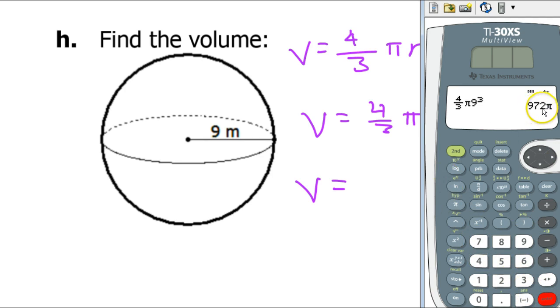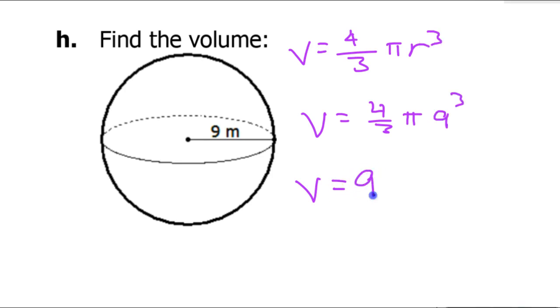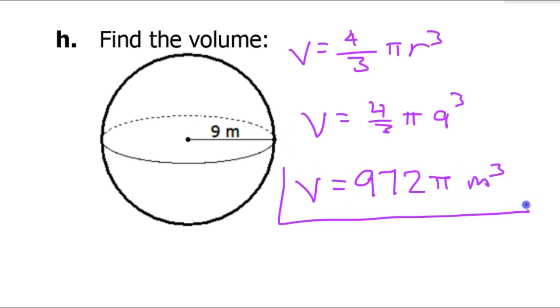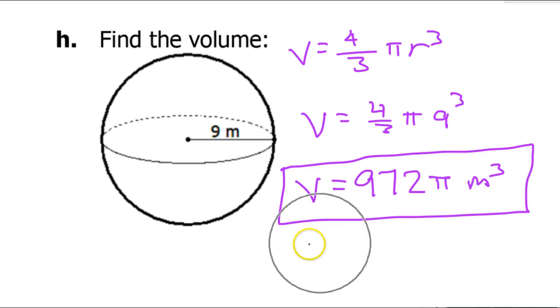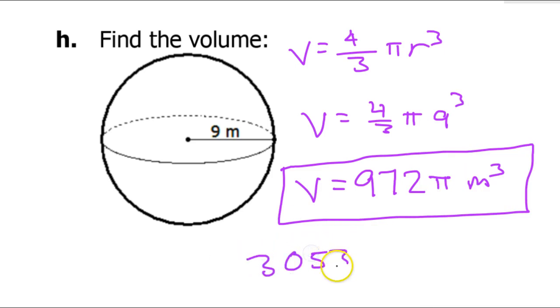So that's 972 pi cubic meters, which is 3053.63 cubic meters.